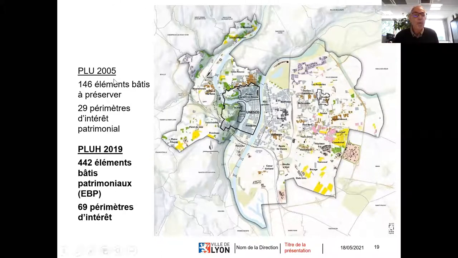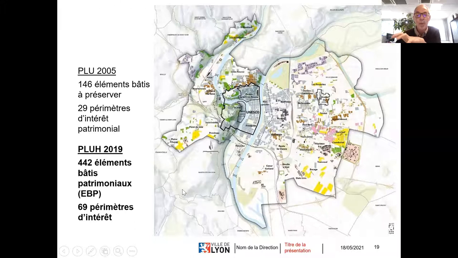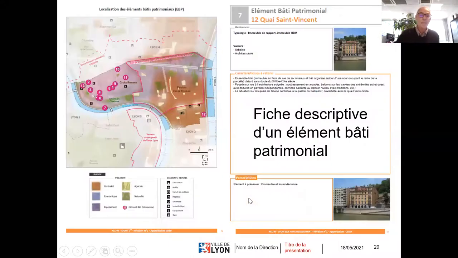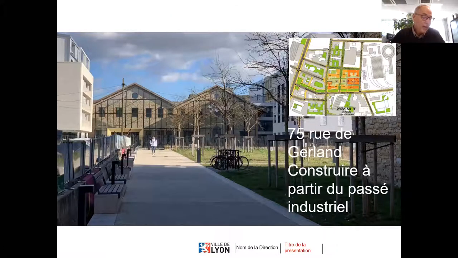Donc, vous voyez ici le renforcement des éléments, ce qu'on appelle les éléments patrimoniaux, qui sont plutôt des éléments architecturaux, puis les périmètres d'intérêt, qui sont des secteurs d'intérêt, des quartiers d'intérêt patrimonial ou des ensembles paysagers d'intérêt patrimonial. Donc, vous avez ici la fiche descriptive d'un élément bâti patrimonial avec des prescriptions de conservation. Dans ces périmètres, les collectivités souhaitent sensibiliser toute intervention au respect de l'identité des quartiers pour promouvoir une stratification du paysage urbain tout en conciliant innovation, créativité et respect de la ville existante.